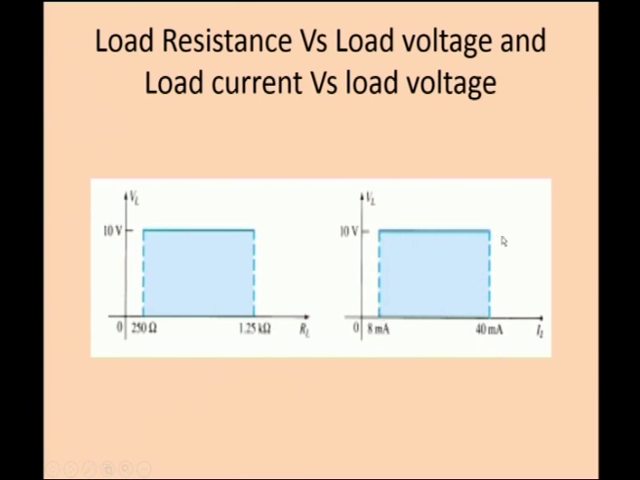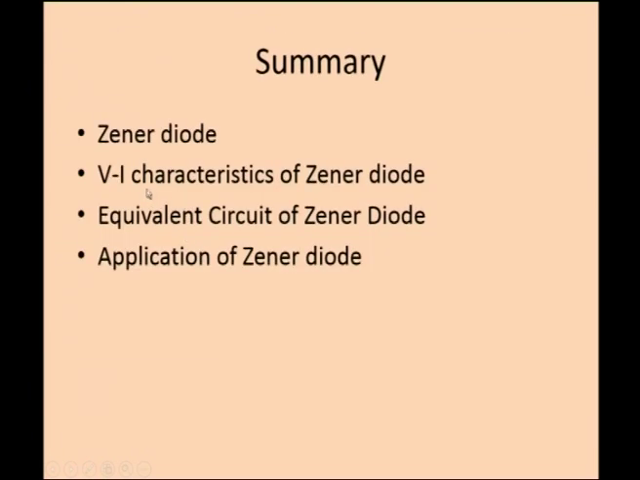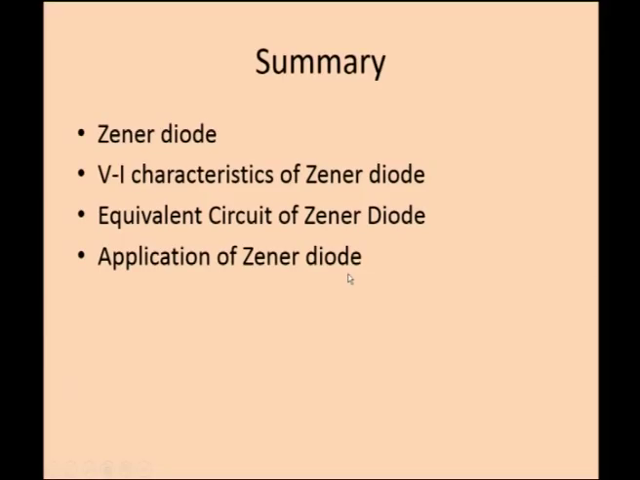So we have seen what a Zener diode is, how it works in the reverse biased region, and the difference between the Zener diode and the PN junction diode. We have seen the VI characteristics of the Zener diode, and the approximate equivalent model and exact equivalent model of a Zener diode. As an application of a Zener diode as a voltage regulator, we have analyzed the voltage regulator for various conditions.